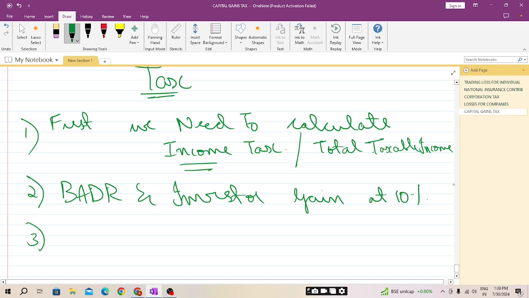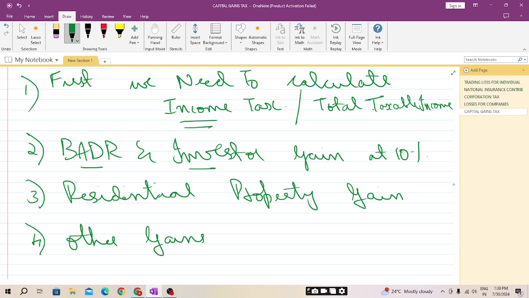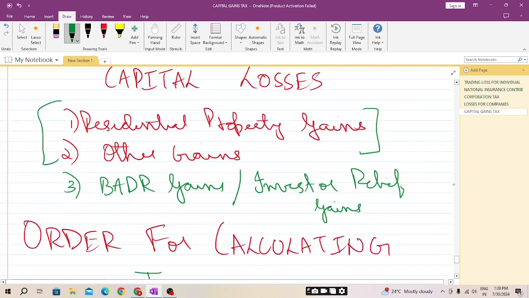Then the third tax will be on residential property gain. Then the fourth one will be other gains. Students, this is also a gain. This is also CGT gain only, but it will be restricted to 10% and we will be studying what the conditions are. But now you need to keep in mind the order of offsetting the AEA: residential property, other gains, then BADR gains and investor relief gains.